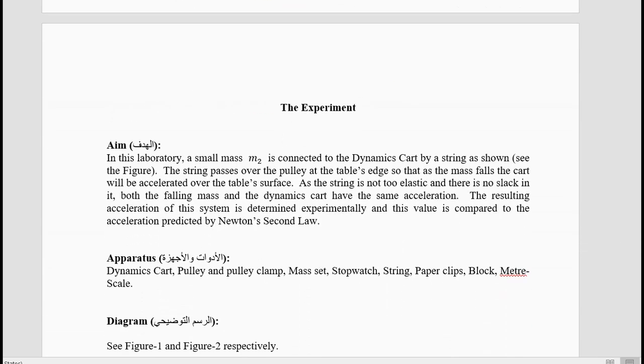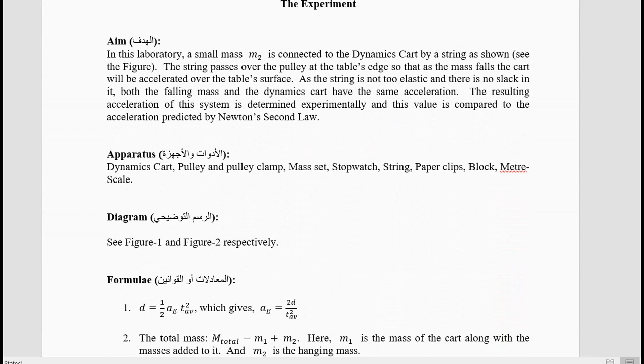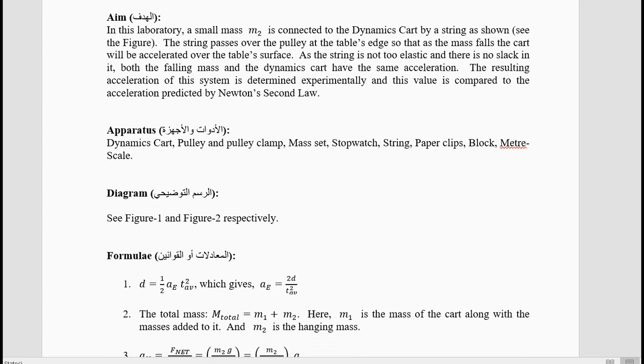What's the experiment? The aim is to study Newton's second law of motion using a cart, dynamic cart. Dynamic because it is moving. What apparatus do you need? Dynamic cart, pulley, pulley clamp, mass set, stopwatch, string, paper clips, and meter scale. The diagrams are given on page 1.